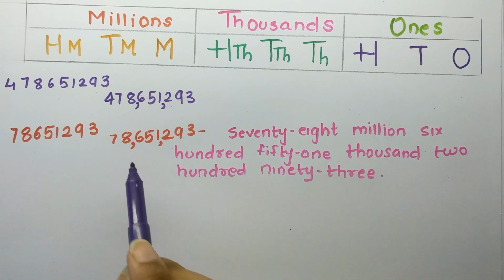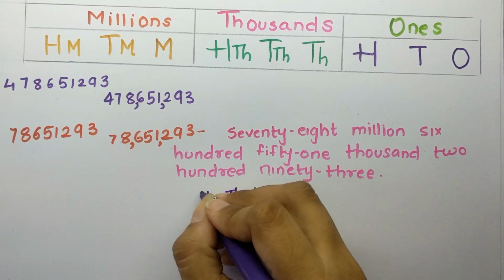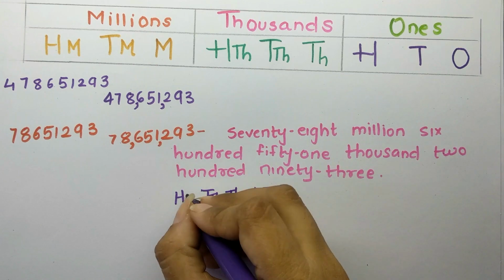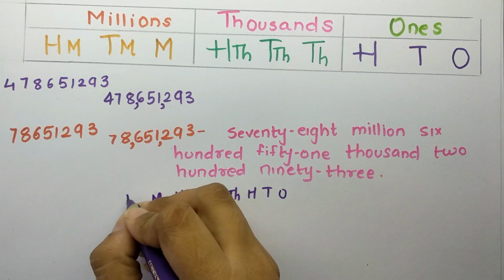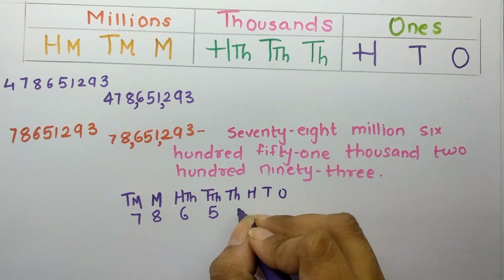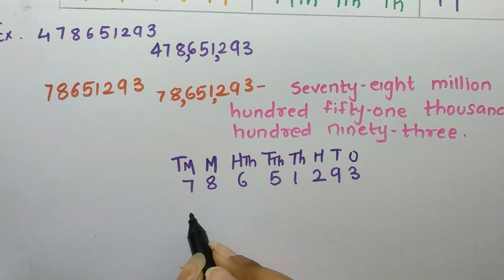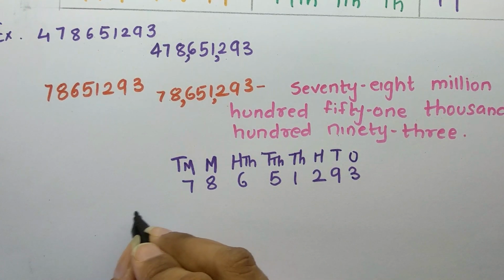Let us represent this number in the place value chart. So I have ones, tens, hundreds, thousands, 10,000, 100,000, million, and 10 million. So it is 78,651,293.